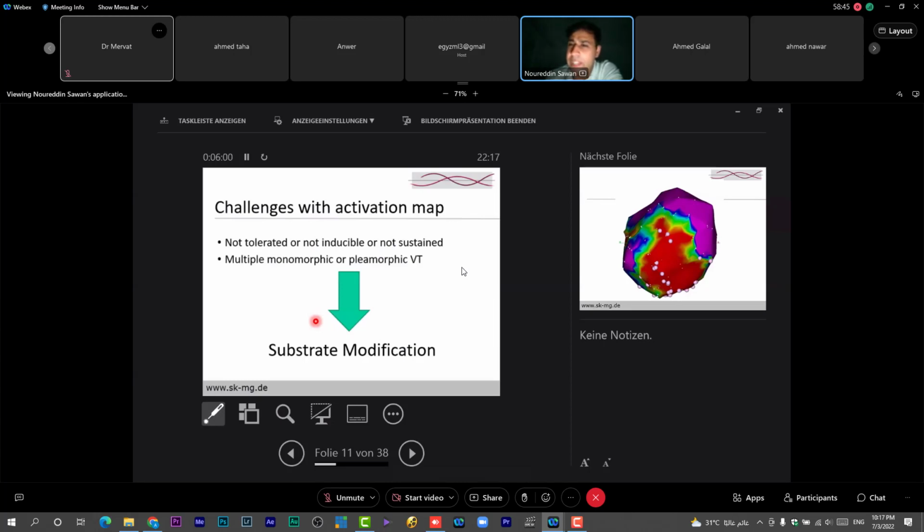However, activation mapping in VT can sometimes be very, very challenging. Why? Because we have a lot of VTs which are not tolerated, not inducible. We have a lot of VTs where the patient is sleeping due to propofol.